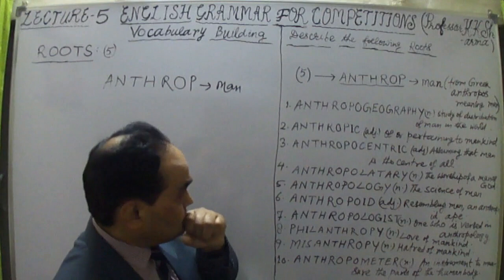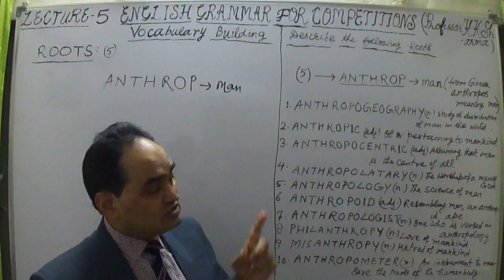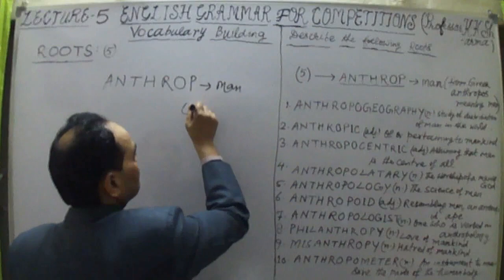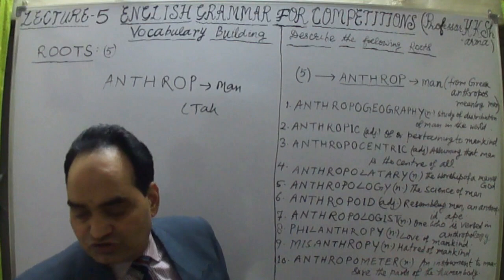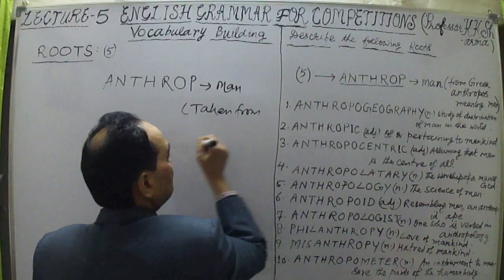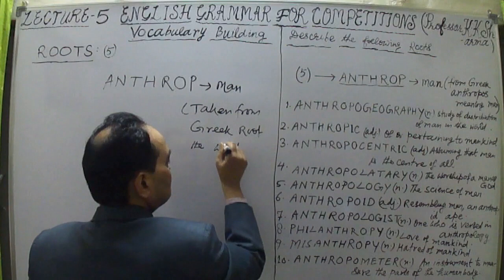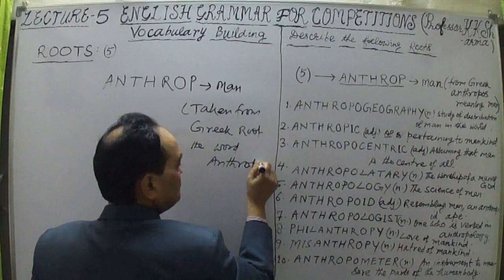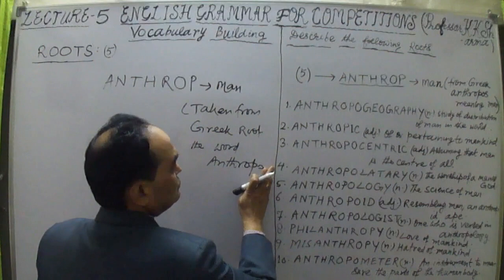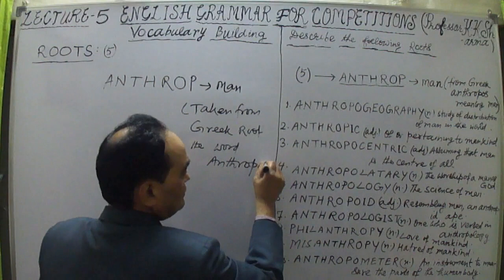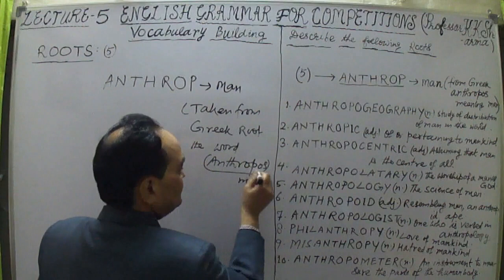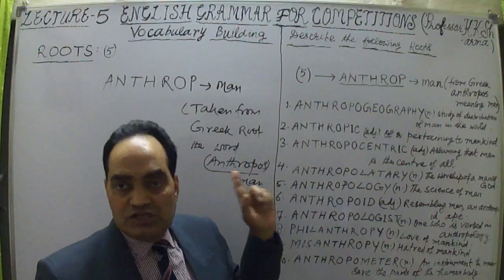Anthropo, and this word is taken from a Greek root. As for the etymology of this word, it is taken from the Greek root anthropos, meaning man. This anthropos is a basic root in the Greek language, and it has been taken from Greek, anthropos, that means man.